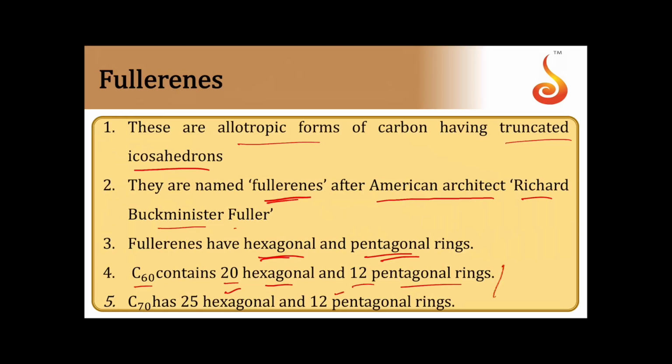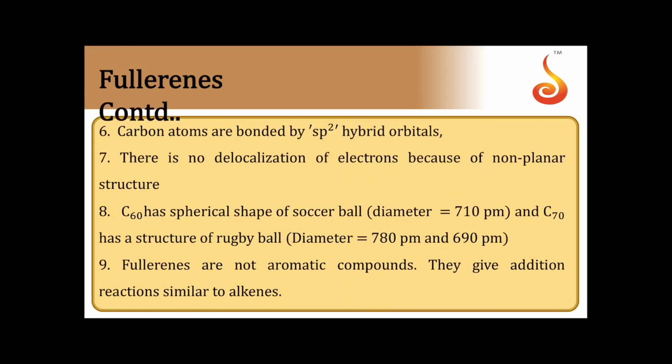This implies that pentagonal rings are the same in both structures. The only thing different is the hexagonal rings: in the C60 form we have 20 and in the C70 form we have 25 hexagonal rings. Both structures have hexagonal as well as pentagonal rings in them.